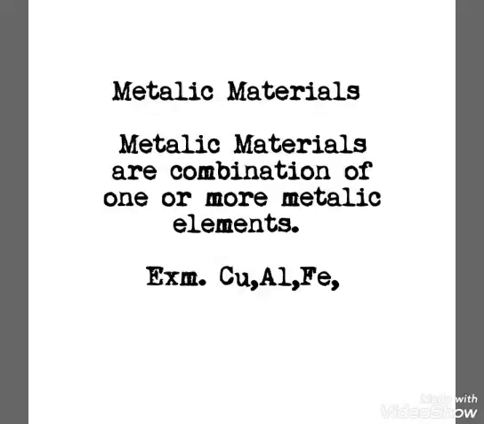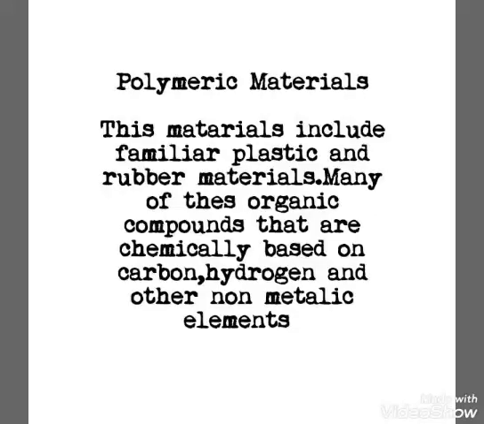Let's first look at metallic materials. Metallic materials are a combination of one or more metallic elements. One means it is a single metal like copper. With copper we can combine other materials also to get different properties. Different properties mean one material is ductile, one material is brittle. So in some applications we cannot use these materials alone. If I combine them, we get separate properties.